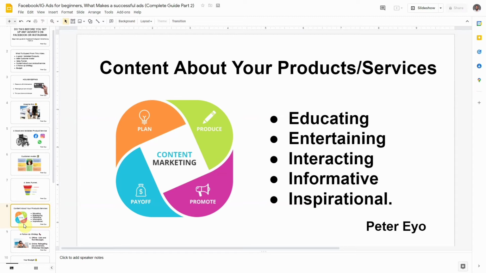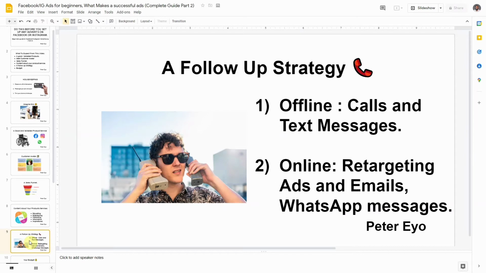So one thing you want to do is to put this content in place. This content will help you establish trust so that when people land on your page, either on Instagram or on Facebook, they have this trust to buy from you. So please put out content about your product and services. It can be educating, it can be entertaining, it can be interactive, it can be informative, and it can also be inspirational.